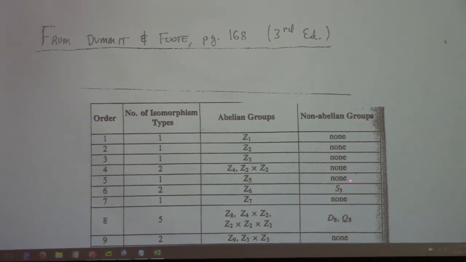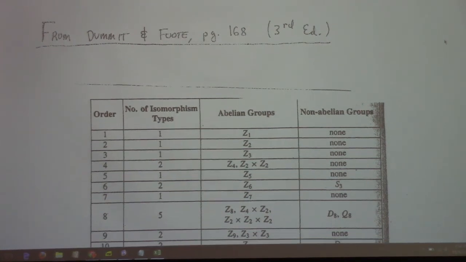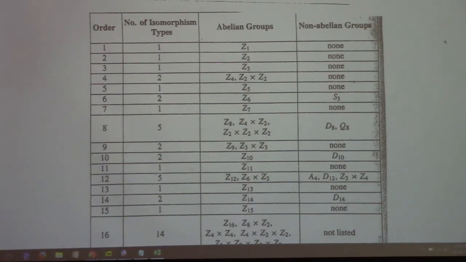S3, of course, is isomorphic to D3, as you may recall from the test. Z7, well, that's prime, so that's just the cyclic group of order 7. 8 is interesting. Weird stuff happens at 8. You got your Z8, your Z4 cross Z2, your Z2 cross Z2 cross Z2, your octic group, and your quaternion 8 group. Them's your choices. Up to isomorphism, there are 5 distinct isomorphism classes at order 8.